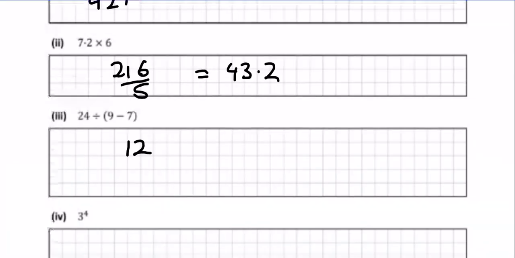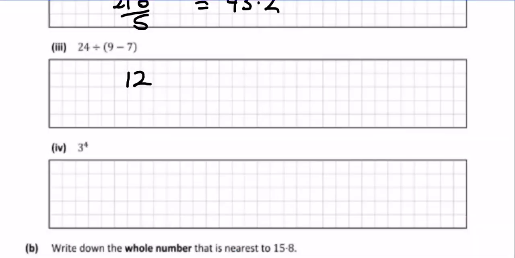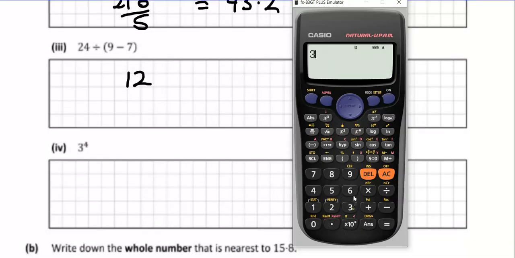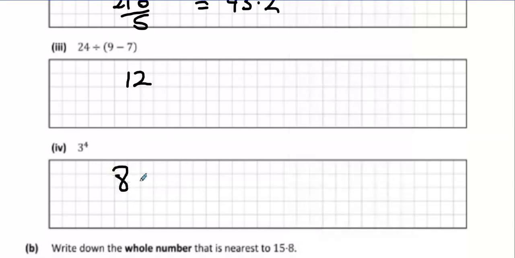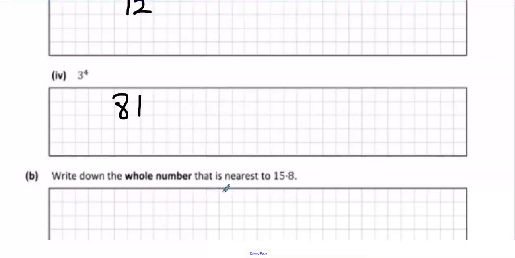So then the next one is 3 to the power 4, right? What's 3 to the power 4? 81. So that full section was well in your capabilities to get full marks, wasn't it? Just use a calculator. Okay. Next part. This one, fair enough.